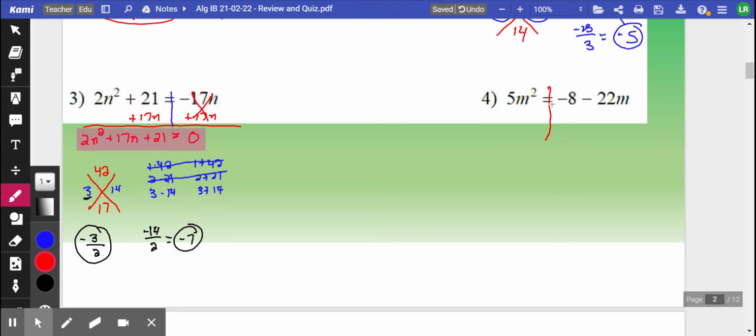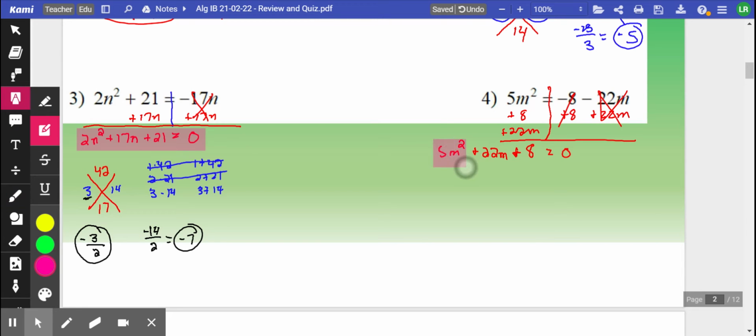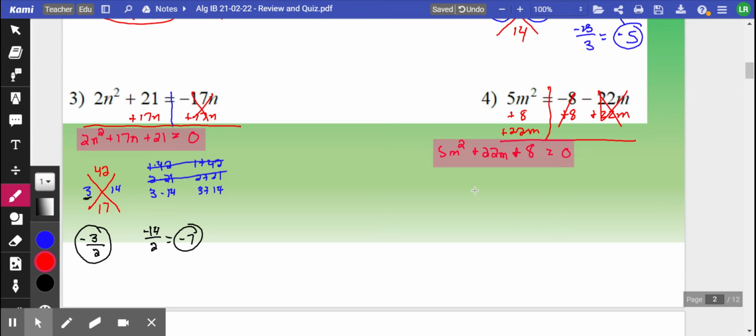Number 4, it does not say equals 0, so I got to move some things over. I'm going to add 8 to both sides, and I'm going to add 22m to both sides. Now make sure we put things in the correct order. It goes m squared, then my m, then my constant. Okay, so I'm looking at solving this quadratic. It says equals 0 now, so let's get our magic numbers.